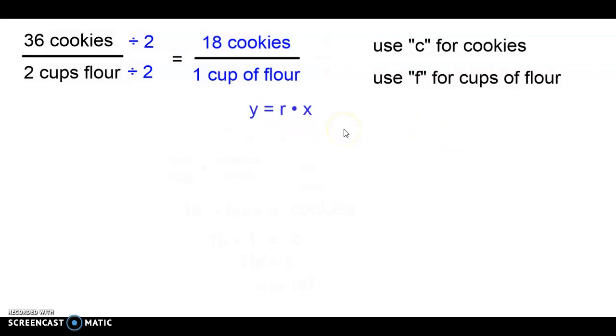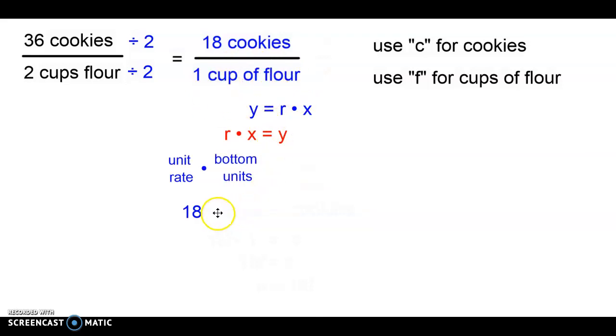Start with your formula, y equals r times x. Yeah, but let's switch it around: r times x equals y. The unit rate is the only one that gets a number put in place of it. 18 is our unit rate, so it's 18 in place of the r. The x value is going to be the bottom unit of our unit rate.